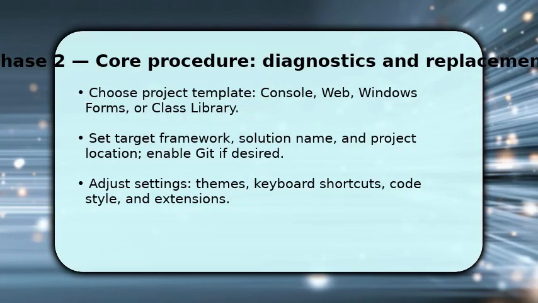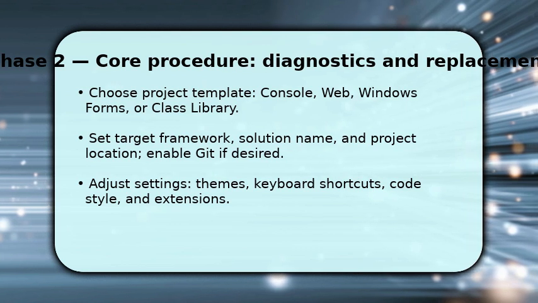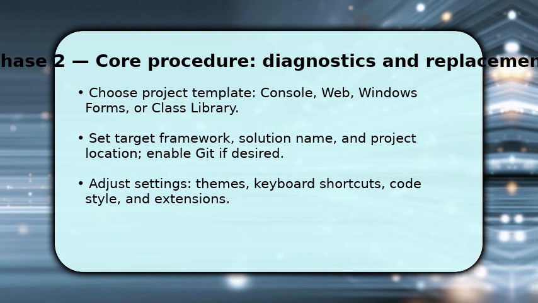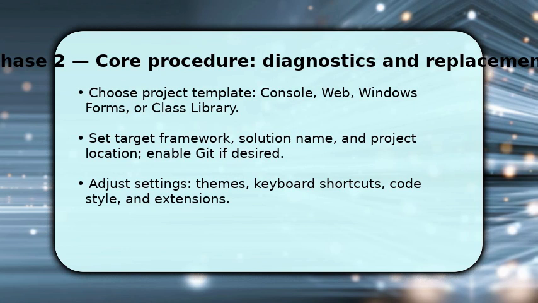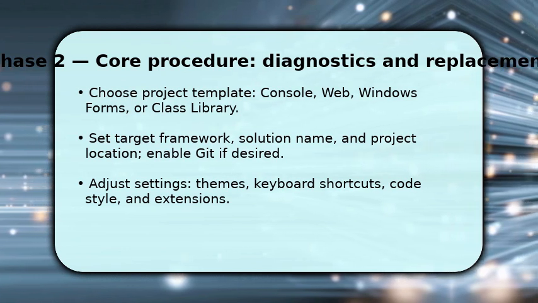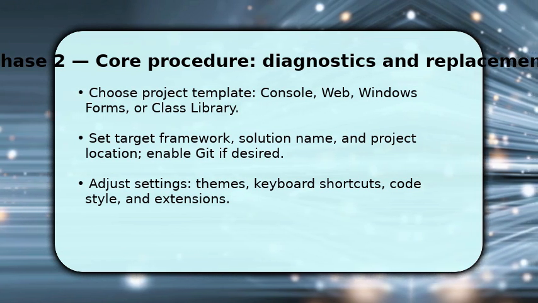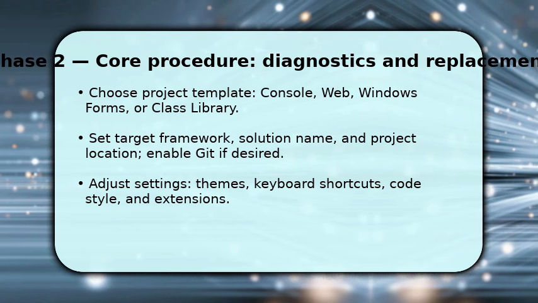You now create and configure your project. Select the correct project template and set the target framework version. This determines APIs you can use. Name the solution and pick a logical path, then opt into Git repository initialization if you want version control from the start. Once the project opens, configure editor settings, theme, font size, and key bindings to speed up workflows.